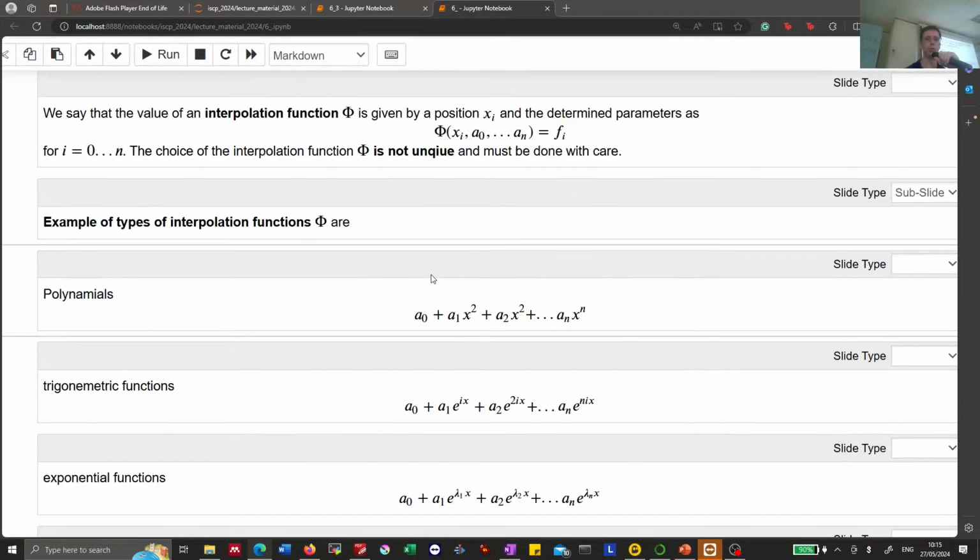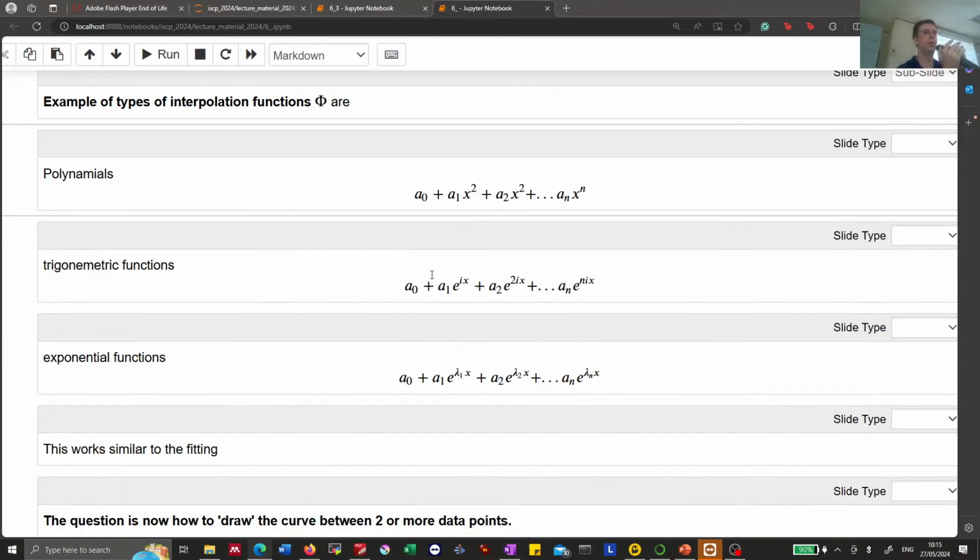So what can we do? For interpolations, again, we choose some basic functions, such as polynomials, trigonometric functions.